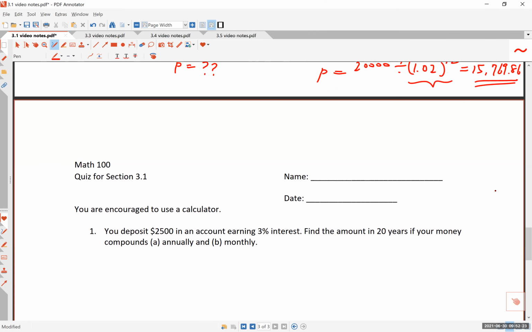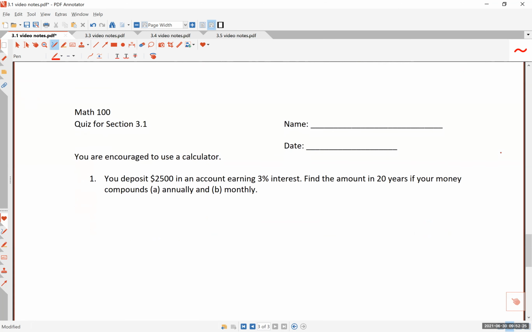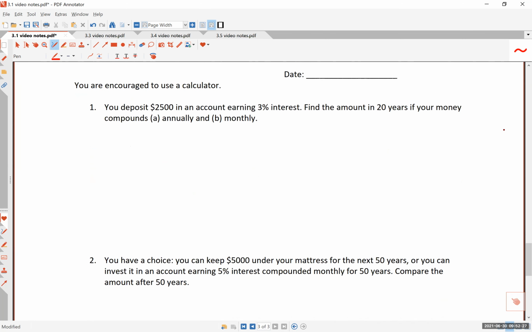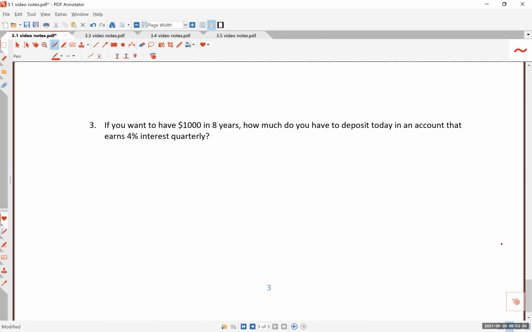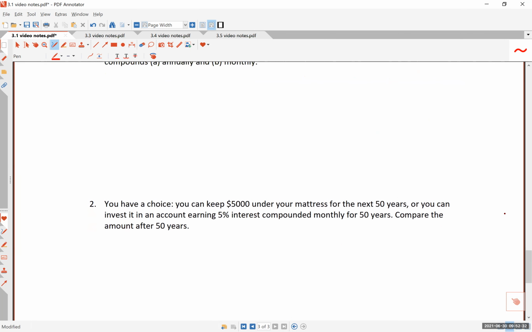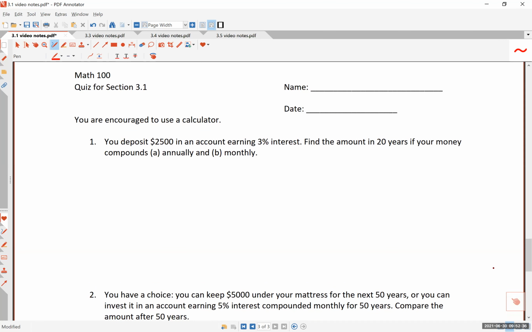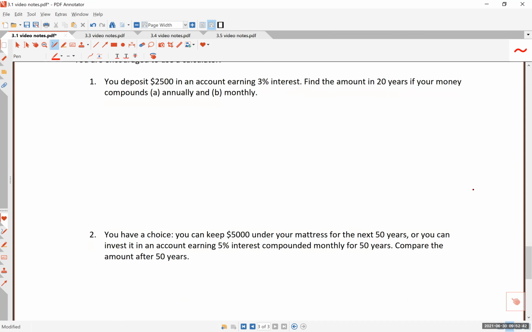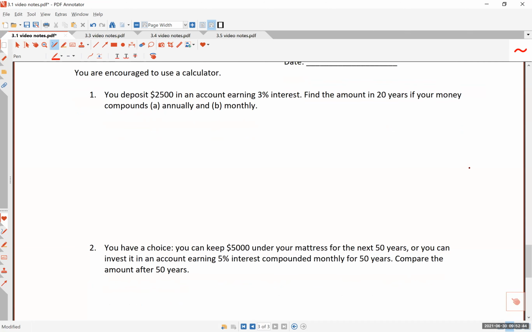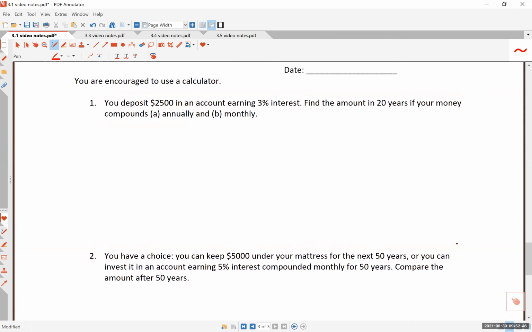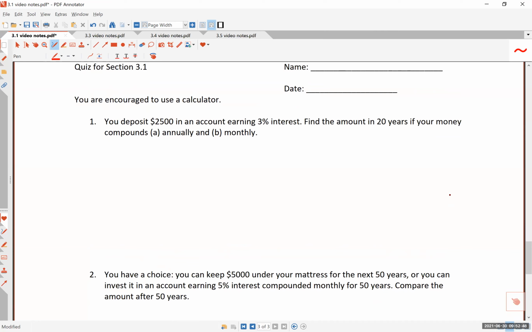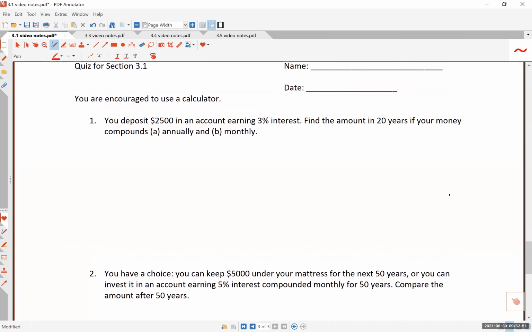Okay, you should be ready to do this quiz for section 3.1. If I were you, I would do all of these problems on your printout, and then when you go to the online questions, which are the same, you can just write down the answers. But your work should be here, and you should keep this page of your notes, so that you can study before your exam.